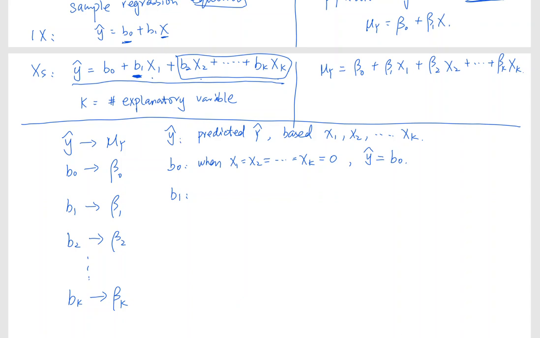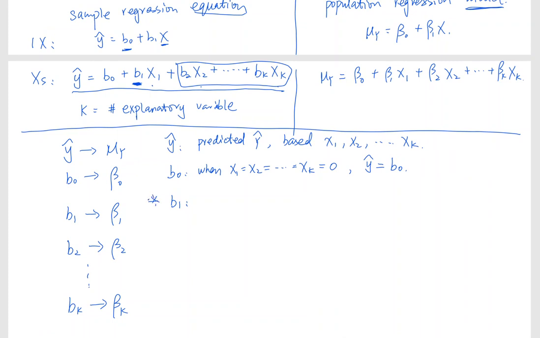Alright, so be careful when you interpret. We call them coefficients, not the slope anymore. So when you interpret these coefficients, you need to specify the condition first. Conditional on what? When other variables are all fixed, then when x1 increases by 1, y will increase by b1.